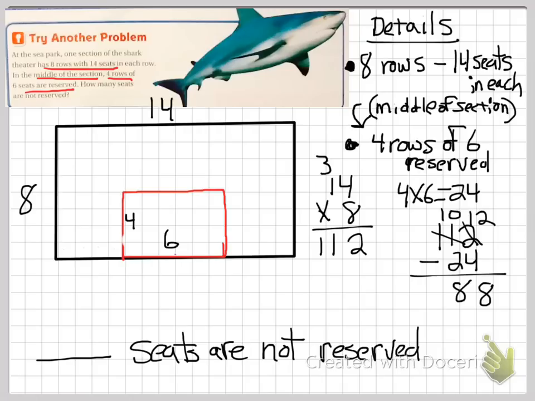That leaves 88 seats. 88 seats are not reserved. Again, let's number our steps. 1, 2, 3. Multi-step problem.